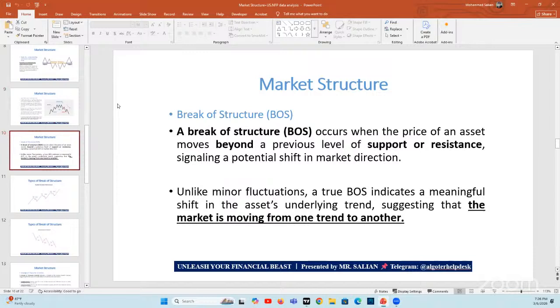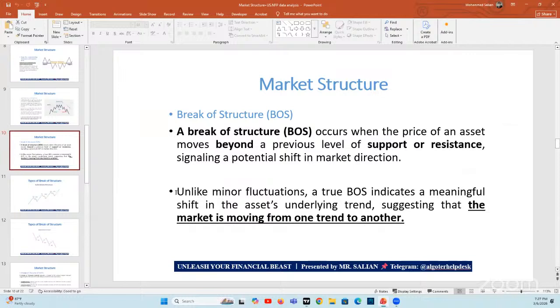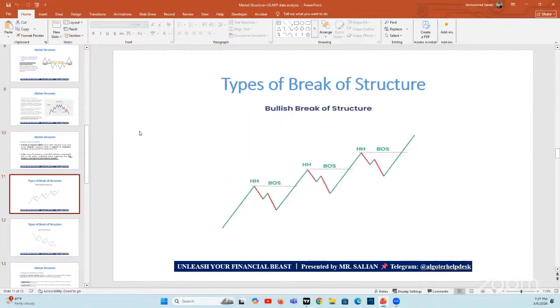Now, BOS, break of structure. A break of structure, BOS, occurs when the price of an asset moves beyond a previous level of support or resistance, signaling a potential shift in market direction. So what is this BOS? You can see it here. Unlike minor fluctuations, a true BOS indicates a meaningful shift in the asset's underlying trend, suggesting that the market is moving from one trend to another. Let's see that. There is your BOS.